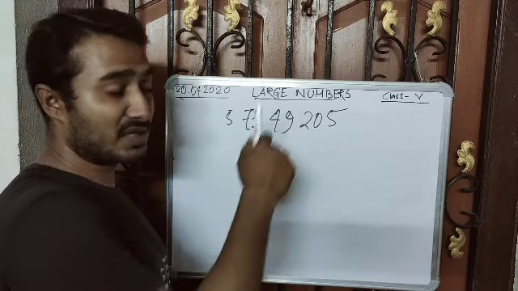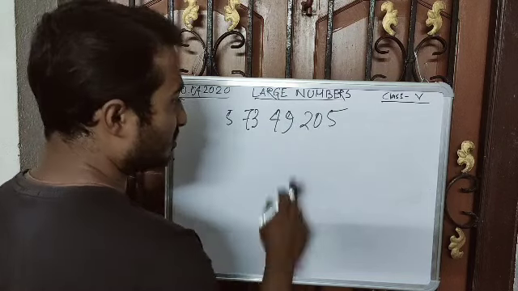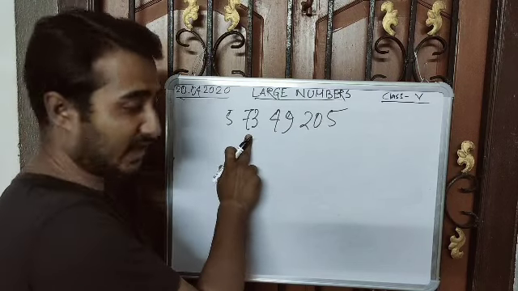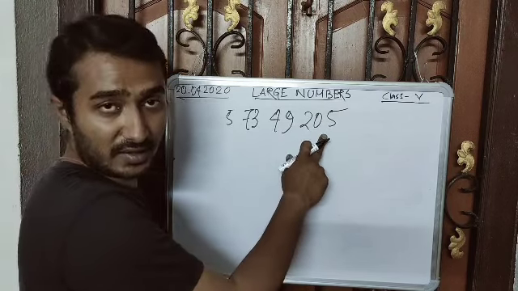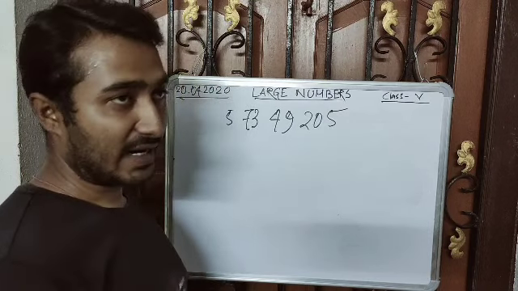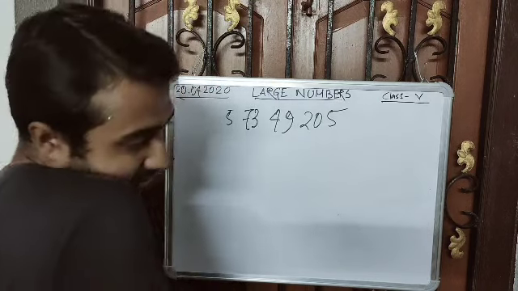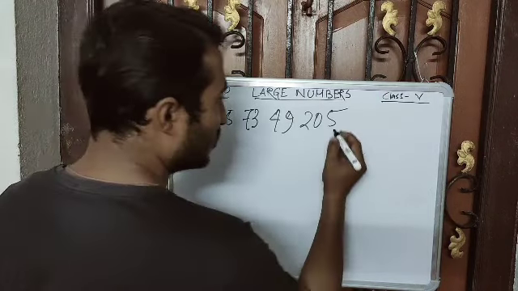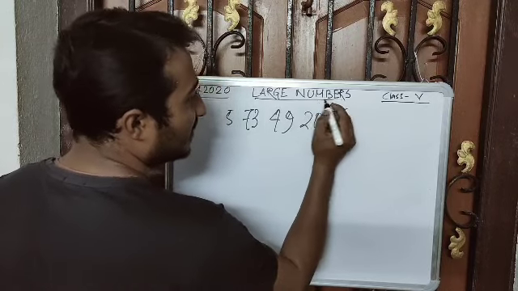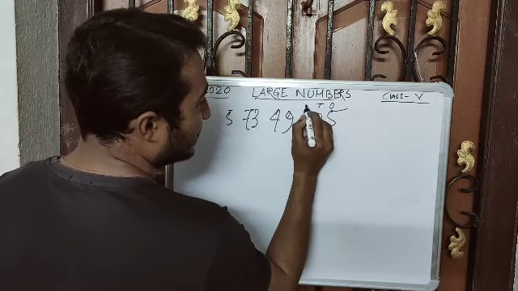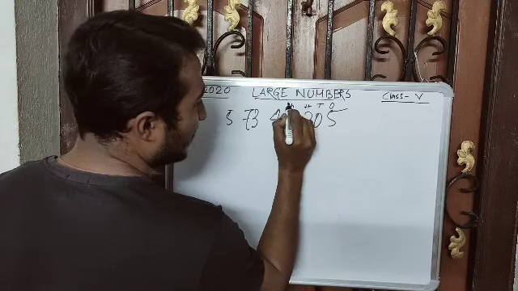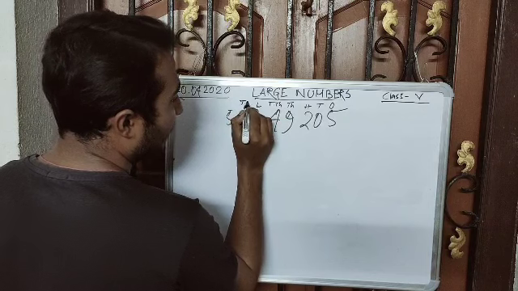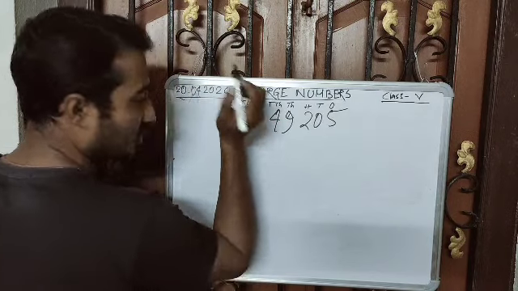You may easily say that this number is written using spaces. So here is one space, another space, another space. So it is 5,73,49,205. So how can we write the number in the expanded form? Expanded form means we have to write the number using the place values. So this is 1's place, this is 10's place, this is 100th place, this is 1000th place, this is 10,000th place, this is lakh, this is 10 lakh, and this is crore.